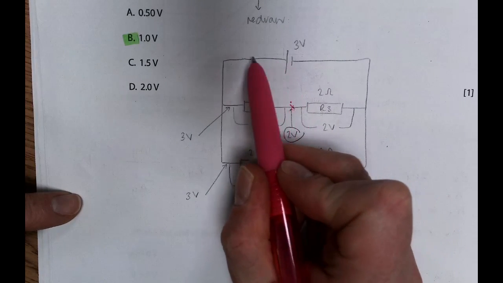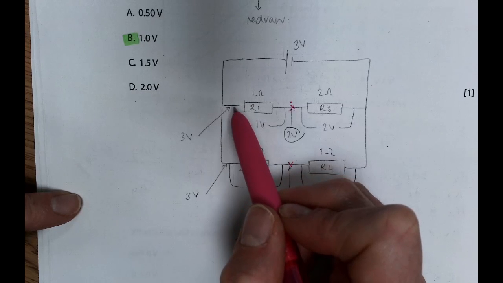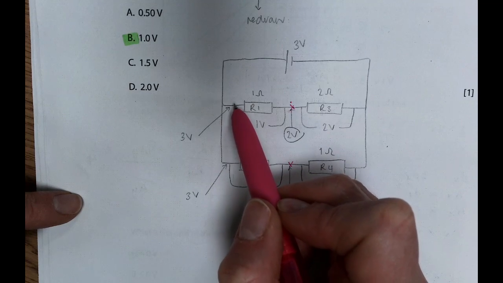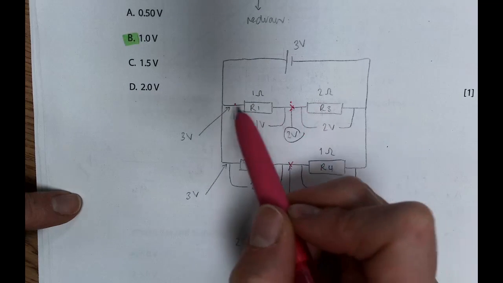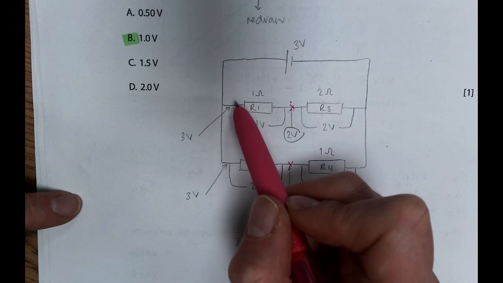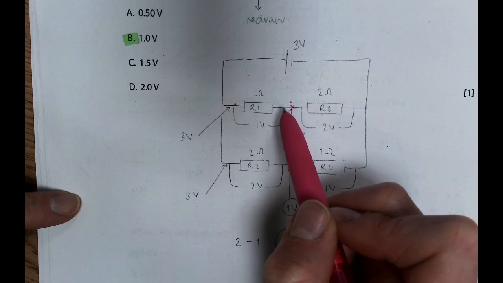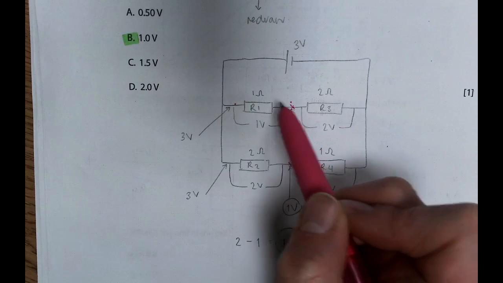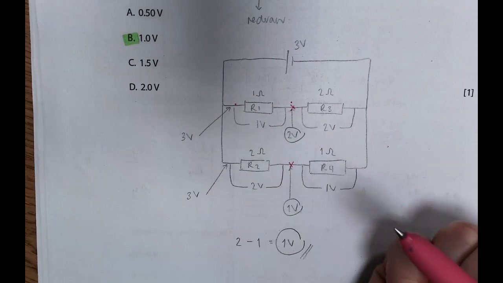A charge leaving the supply has 3 volts of potential at this point. Before going through R1, the charge is at a potential value of 3 volts. It transfers 1 volt across R1, which means it's now left with 2.